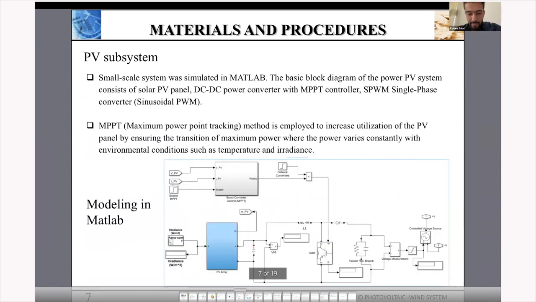PV system. A small-scale system was simulated in MATLAB. The basic block diagram of the PV power system consists of a solar PV panel, a DC to DC power converter with MPPT controller, and an SPWM single-phase converter. The MPPT, maximum power point tracking method, is employed to increase utilization of the PV panel by ensuring the transmission of maximum power, where the power varies constantly with environmental conditions such as temperature and irradiance.